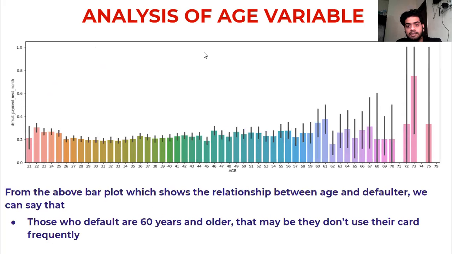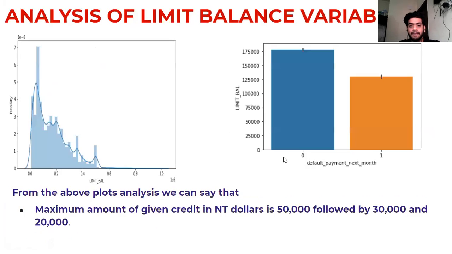Next is our analysis of the age variable with respect to default. From the bar plot, which shows the relationship between age and defaulters, we can say that those who default are 60 years and older, maybe because they don't use their card frequently.